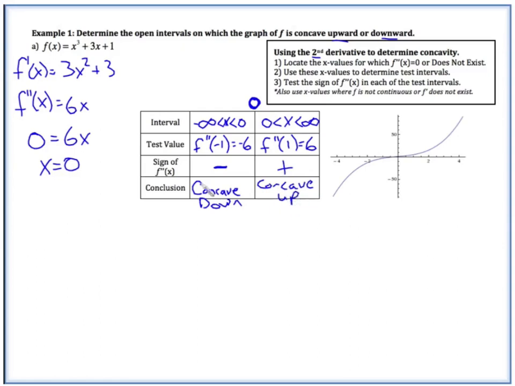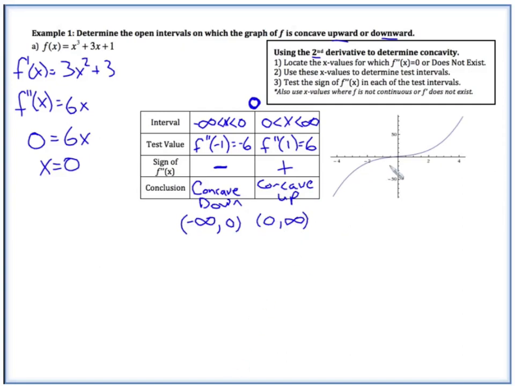up. So what this means is, if the second derivative is negative, it means the first derivative is always decreasing on this interval. And if the second derivative is positive, the first derivative is increasing on this interval. So we get concave down and concave up. Our concave down interval would be negative infinity and 0, and we write it as an open interval. And then it's going to be concave up from 0 to infinity.